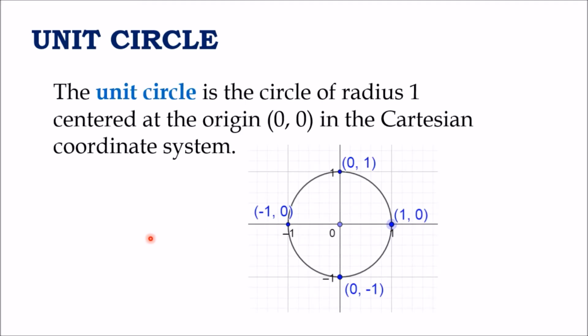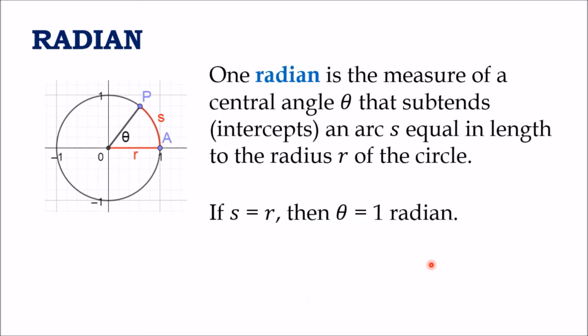What is a unit circle? If a circle has its center at the origin of the Cartesian plane and its radius is equal to 1 unit, then it is a unit circle. What is radian? Radian is a unit measure of central angles.